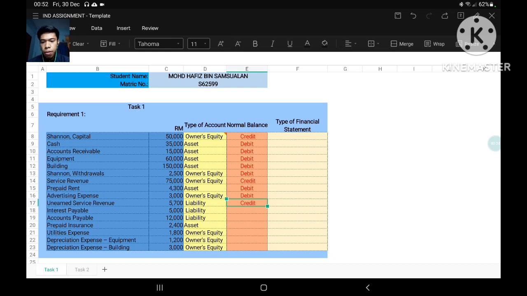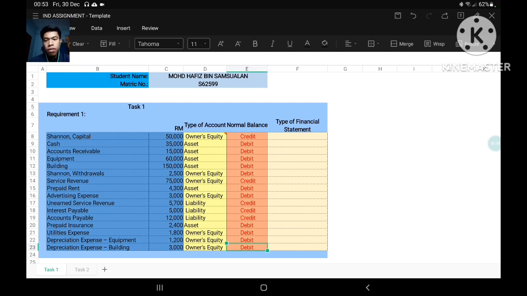Unearned service revenue is credit. Interest payable also credit. Account payable is credit. Prepaid insurance is debit. Utilities expense debit. Depreciation expense equipment is debit. And the last, depreciation expense of building is debit.